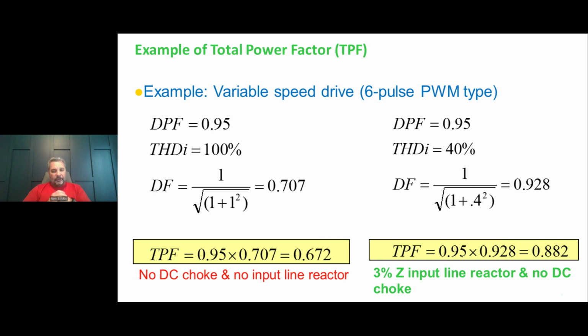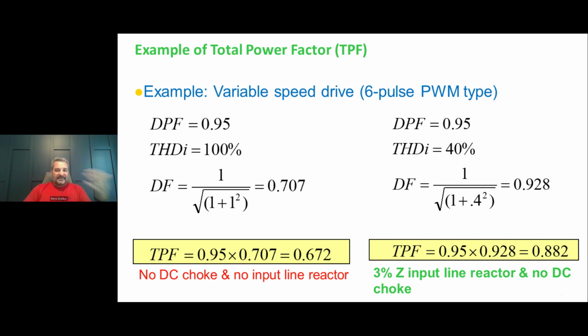On the left, you have a 6-pulse pulse width modulated variable frequency drive, as an example, as a load. The displacement power factor is very good on these drives, typically between 95 to 98% lagging. This drive doesn't have a line reactor or a DC bus choke, and that yields a total harmonic distortion in current of 100%, so very, very high distortion. To calculate your total power factor, you have your 0.95 displacement power factor times your distortion factor, which is equal to 0.707. It gives you a total power factor of 0.672.